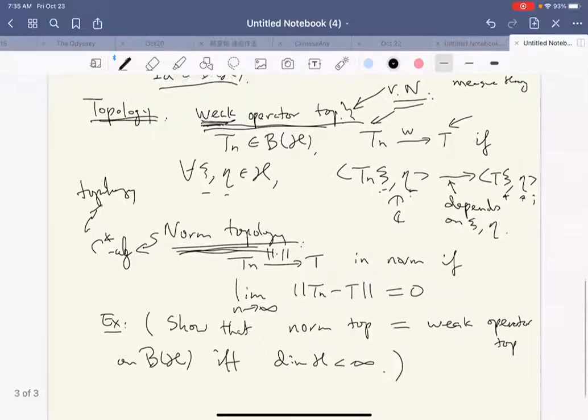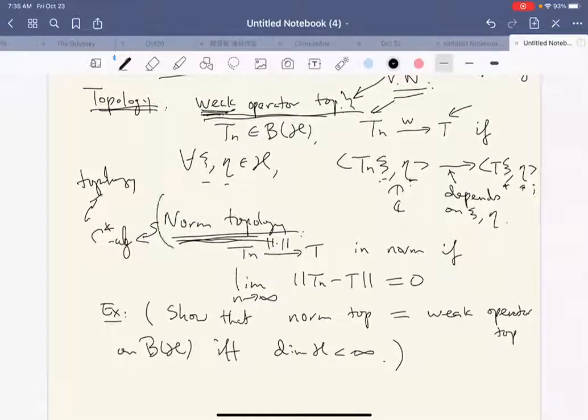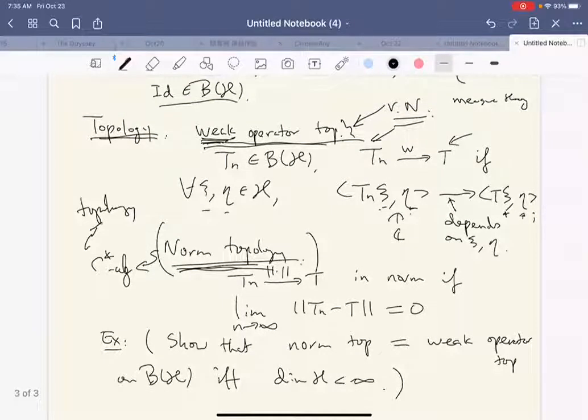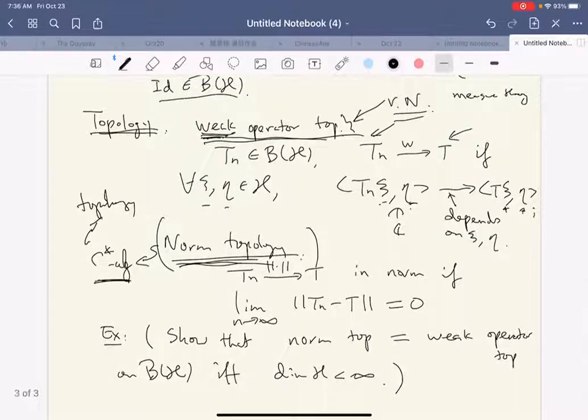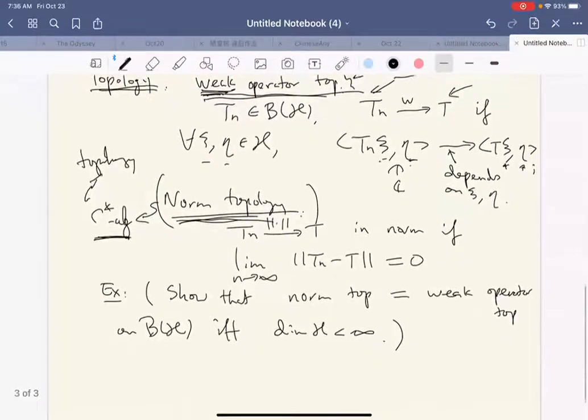So norm topology, of course, is a different chapter. I should say that this is also very important. For people doing K theory, this is very, very important. And this, I think, is also related to topological phases, but I haven't checked the literature in that direction recently. But anyway, let's see where I am. So I introduced weak operator topology.